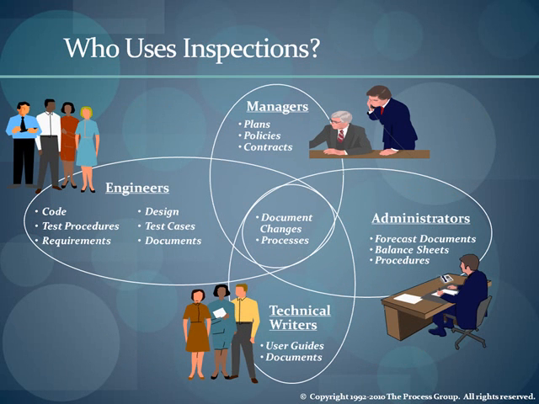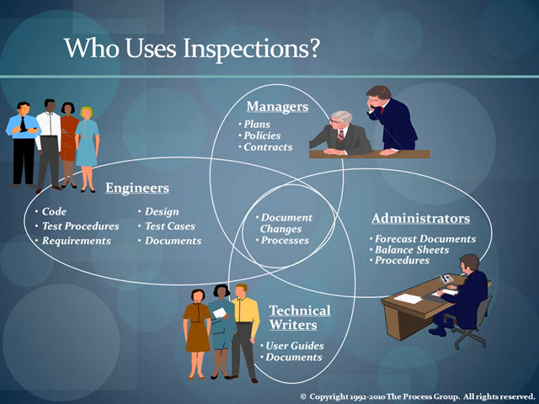So who uses inspection? Well, inspection came out of IBM and the engineering industry back in the 70s. And typically engineers on the left are the primary users of inspection. They do coding, they use it for test procedures, requirements documents, design, test cases, and other documents like user guides. So engineers typically use inspection to find defects and feedback in their work.